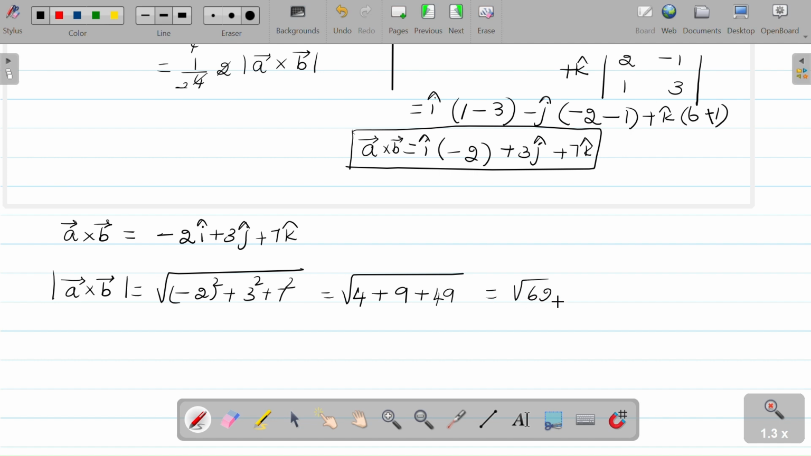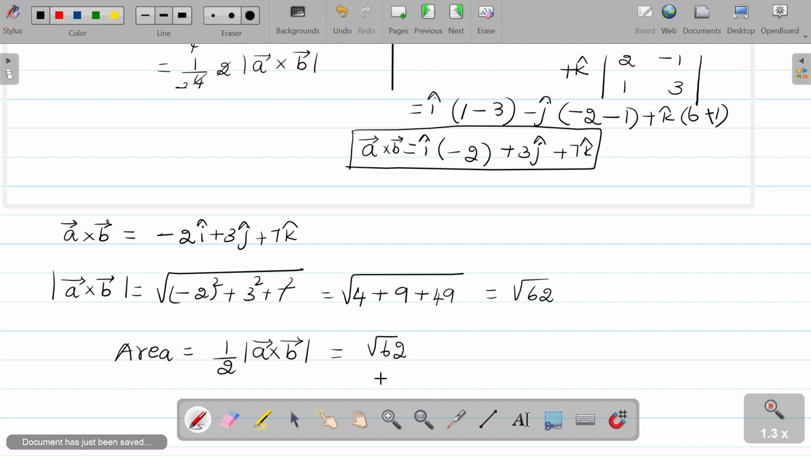So actually area is equal to half of modulus of A vector cross B vector. That is, modulus of A vector cross B vector is root 62. So root 62 by 2 square units. This is the solution for this problem.